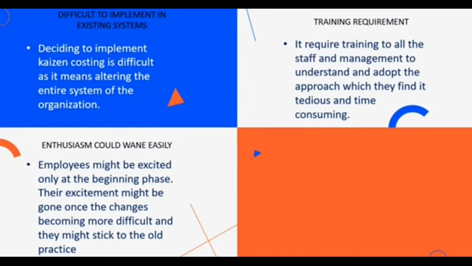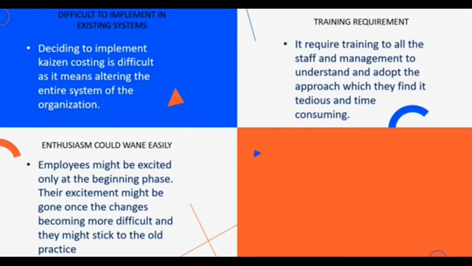Next is training requirement. Another Kaizen disadvantage is the method of training. The Kaizen methodology requires training staff and management to understand and adopt the Kaizen philosophy. This might require altering the usual process of work. Employees may need to take out time from work to undergo training. Also, new employees may need to undergo Kaizen training in addition to their usual training. Thus, they may find it tedious and demanding.